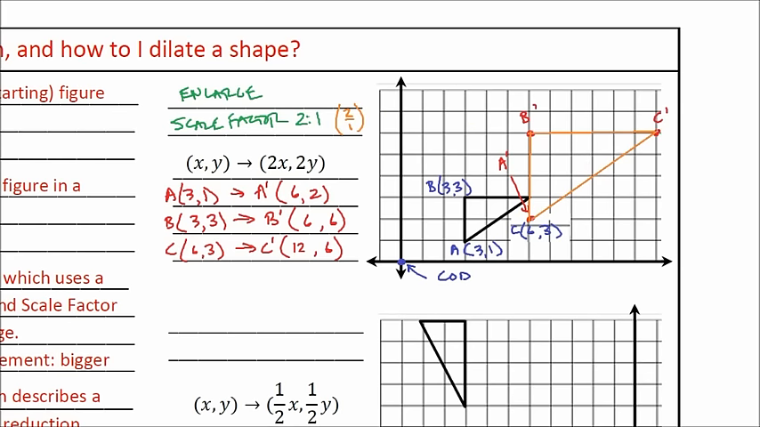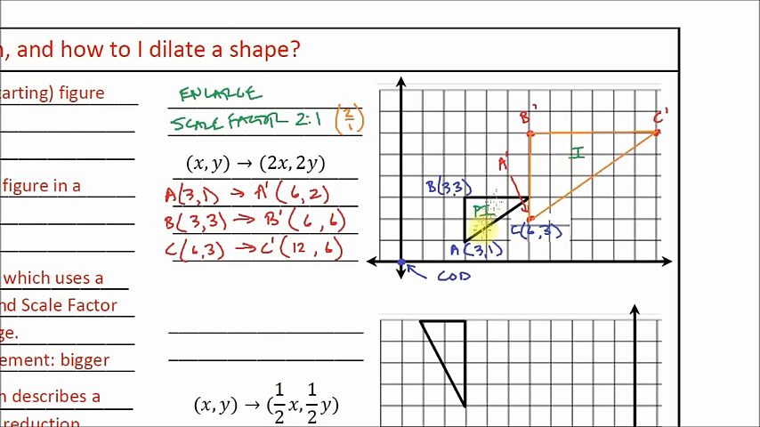And if you want to write in here the actual notation of pre-image and image, this was our starting. Let's call that pre-image. This was our ending. That was our image. There is a dilation by a scale factor of 2, which means our image or our copy is twice as big as our original.